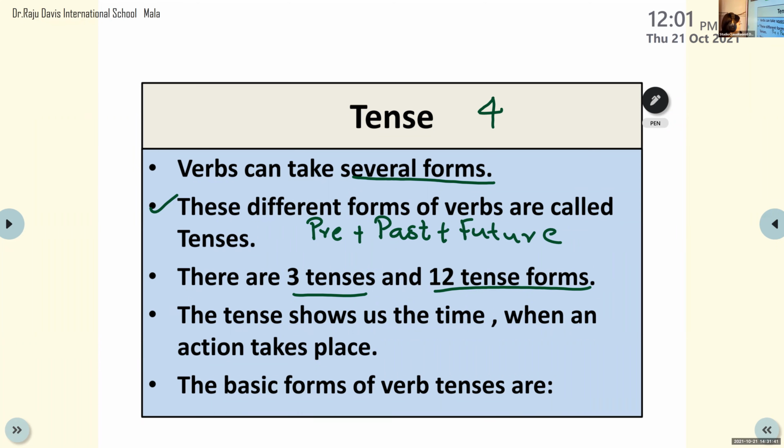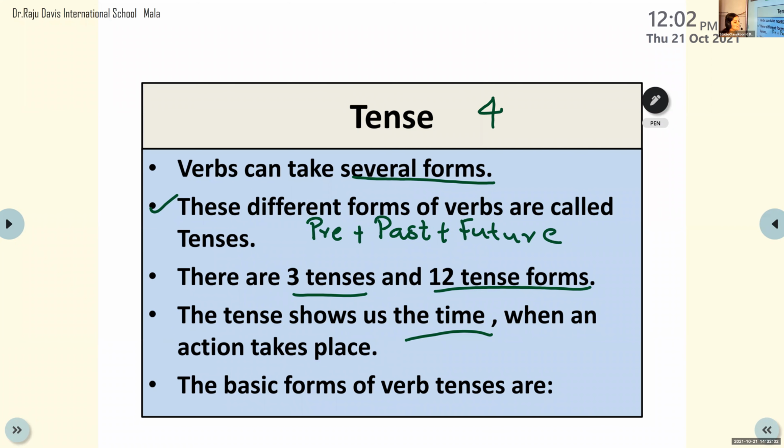Now, let us talk about tense in general. Tense shows us the time. I said tense, the word means time, when an action takes place. Tense always explains the concept of time, the time an action takes place.